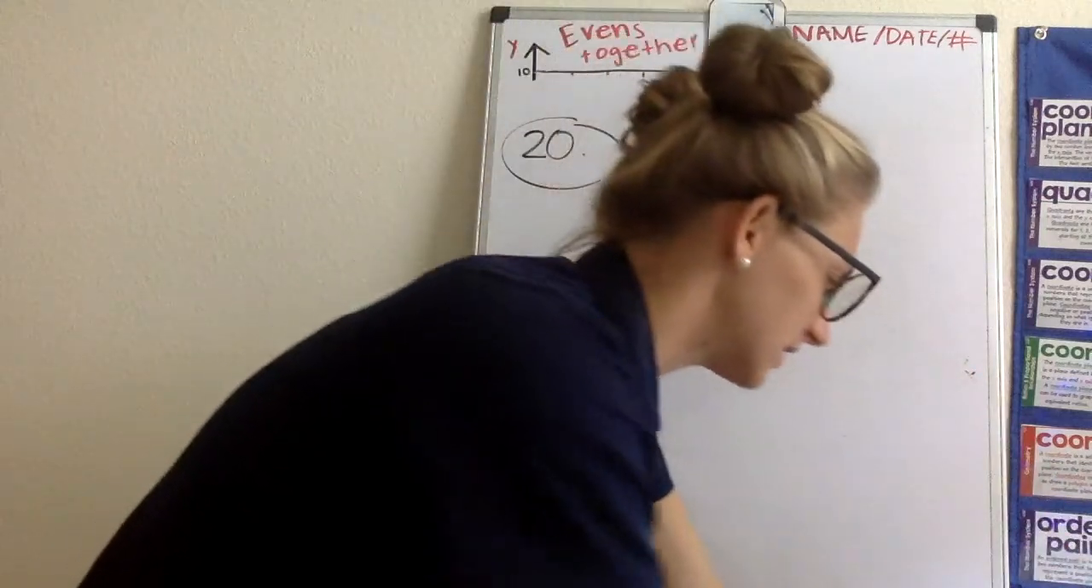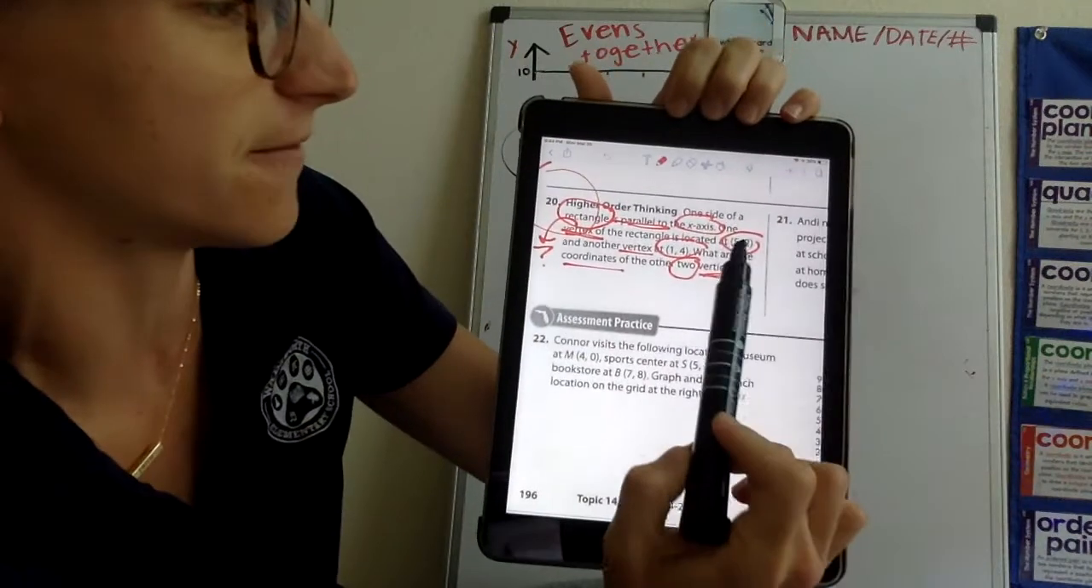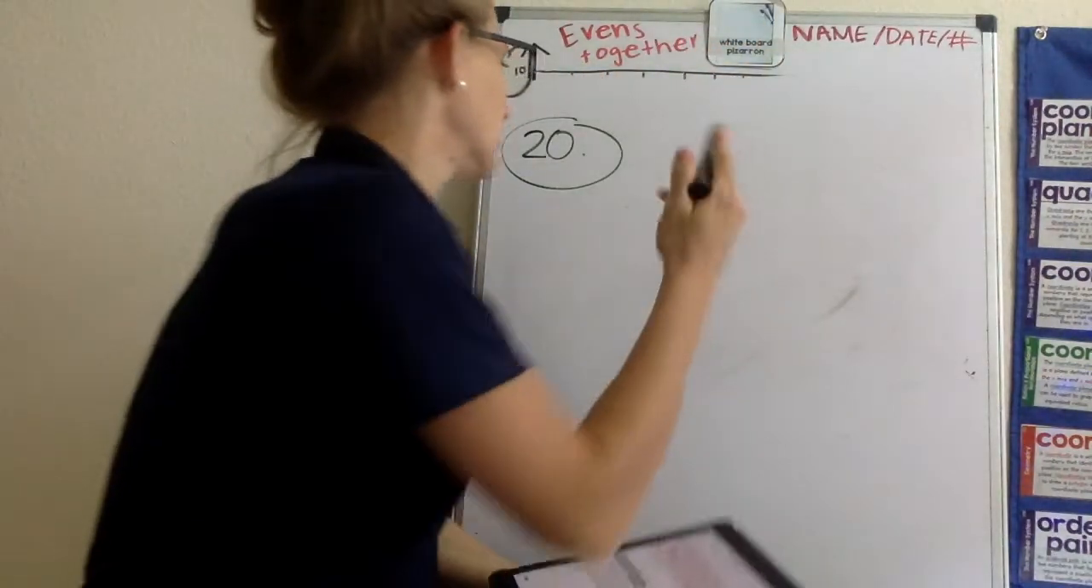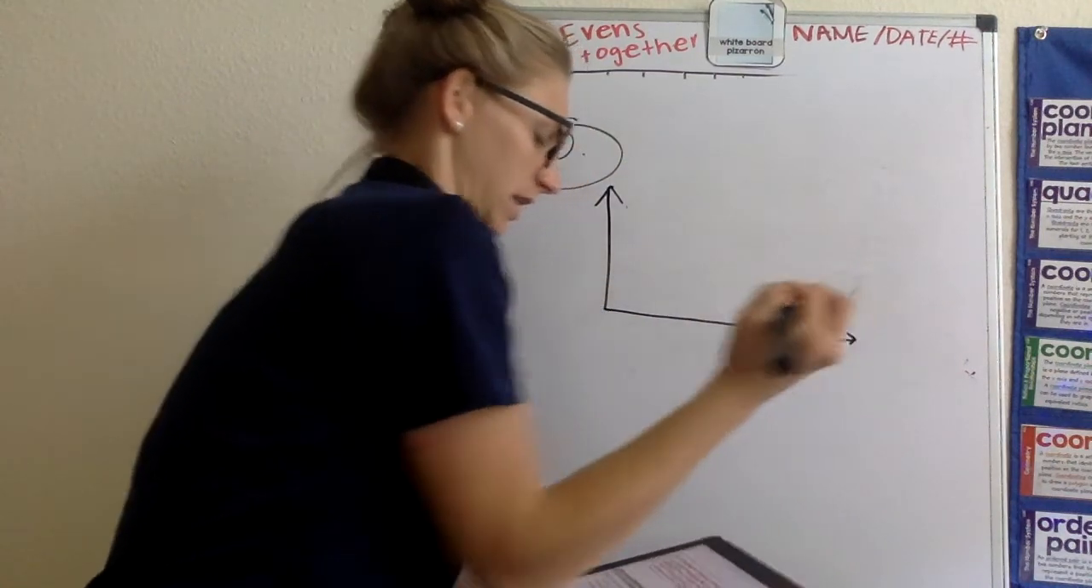All right, so I'm going to go back to this problem, and it says that one of the vertexes is at (5, 2). So I'm just going to make my own graph as if I were doing my own thing.